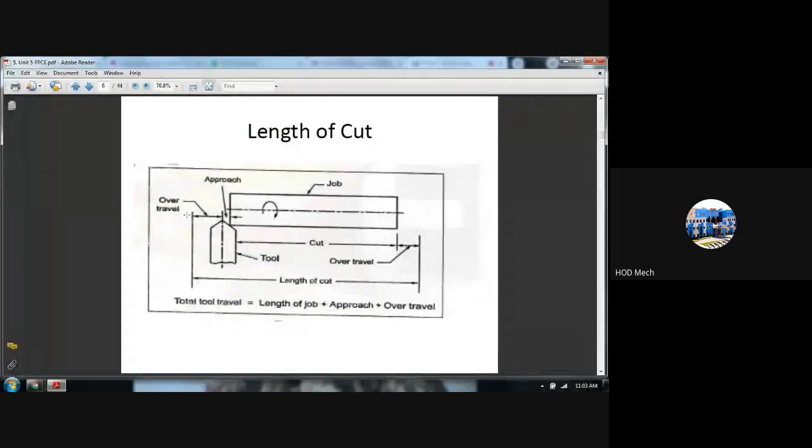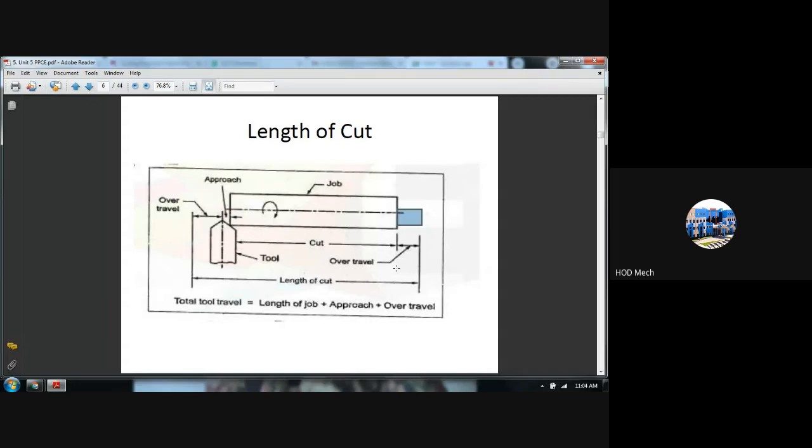So starting from the over travel on one end to the over travel on the other end of the workpiece, the total distance is called the length of cut. So the total tool travel, the total distance covered by the tool, is the summation of the length of the workpiece plus the approach, the small distance you're seeing here, plus the over travel on either side. When you combine this distance, it is called the length of cut.